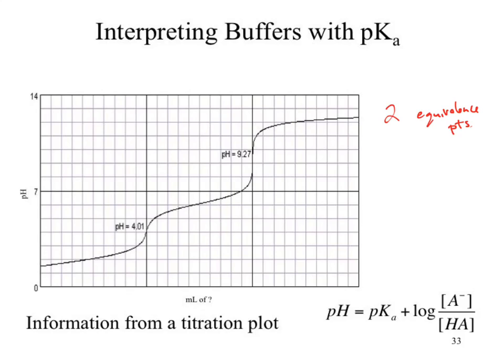Why base? How do you know you're adding it to an acid? Because you're doing a titration. Where's your starting pH? It's acidic. Your starting pH is acidic. And what happens to it? It gets more basic. The only way it can get more basic is if we add base.